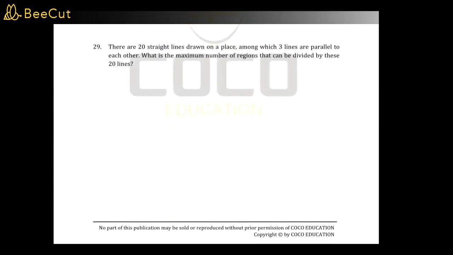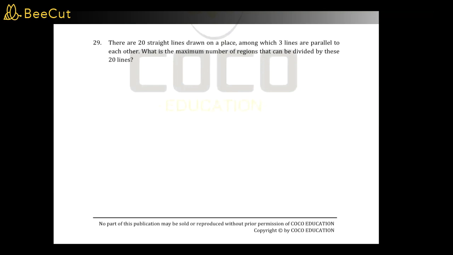Now let's move on to question 29. So there are 20 straight lines and 3 lines are parallel to each other, where the others are not parallel to each other. So we want to find the maximum number of regions this can be divided by the 20 lines here. Now we check the non-parallel lines first.